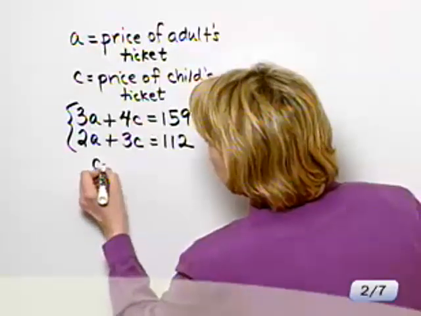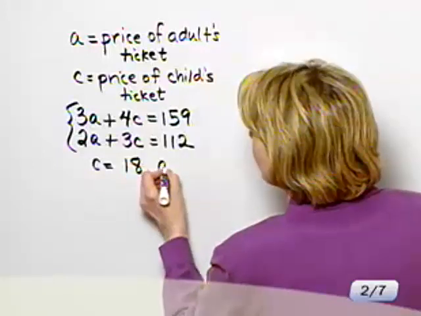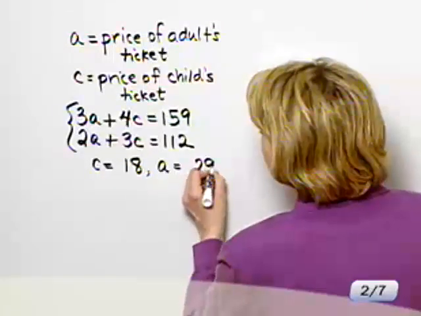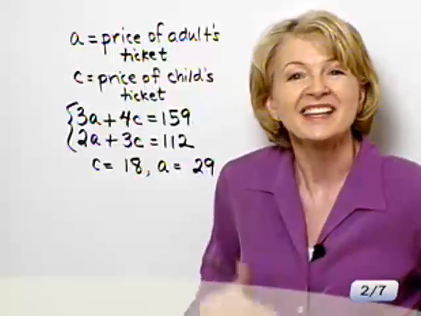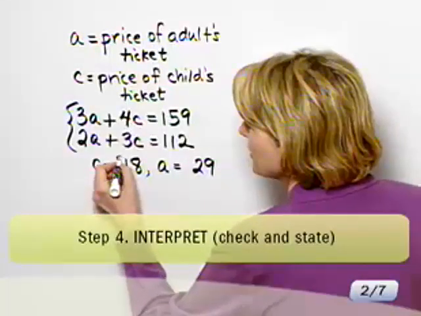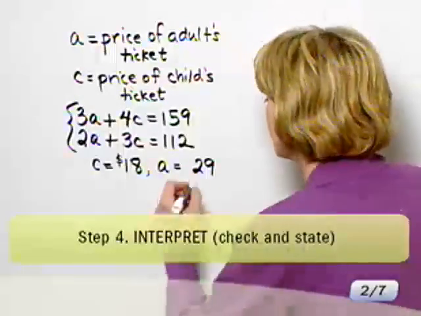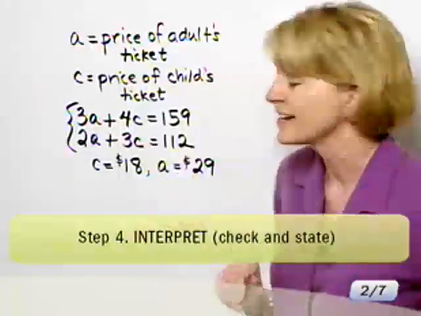If you solve, you'll have that C is 18 and A is 29. Now, what does that mean in the context of this problem? That the price of a child's ticket is $18 and the price of an adult's ticket is $29.